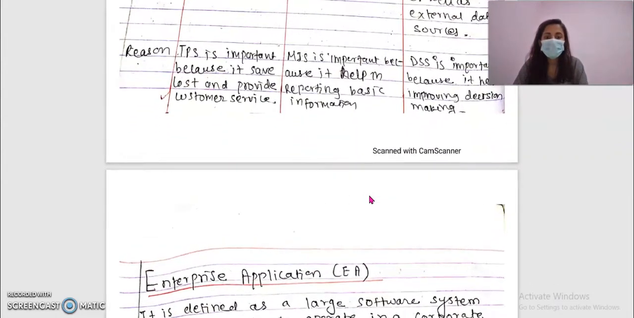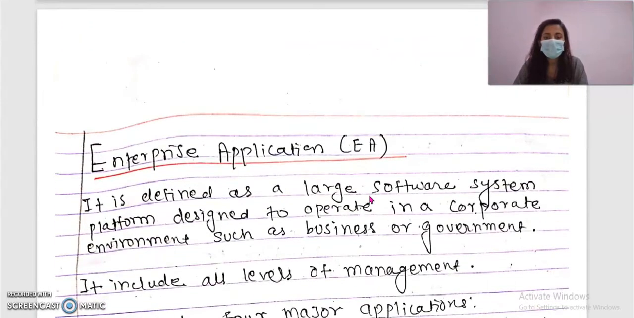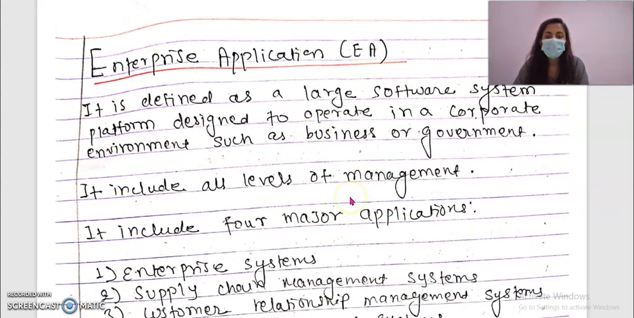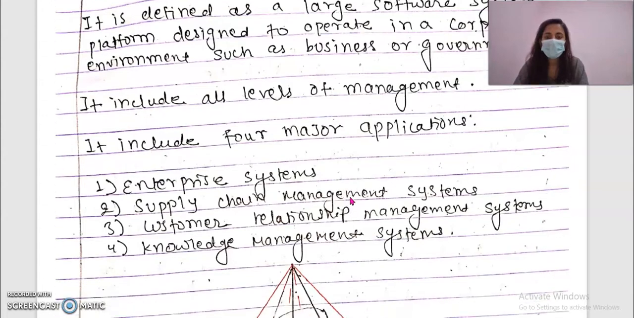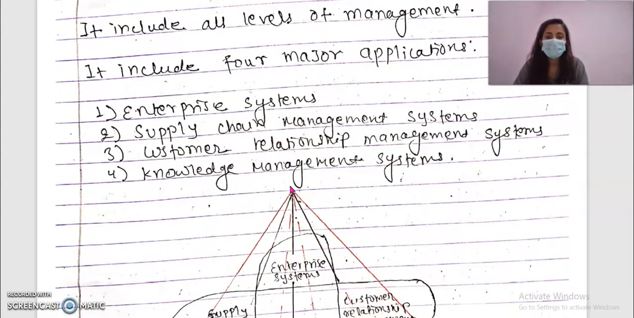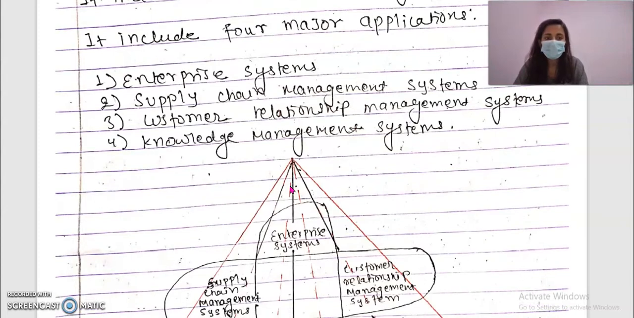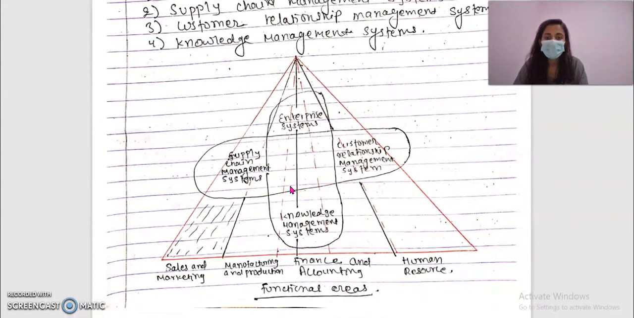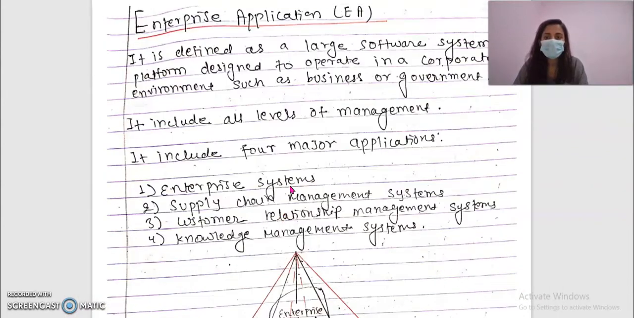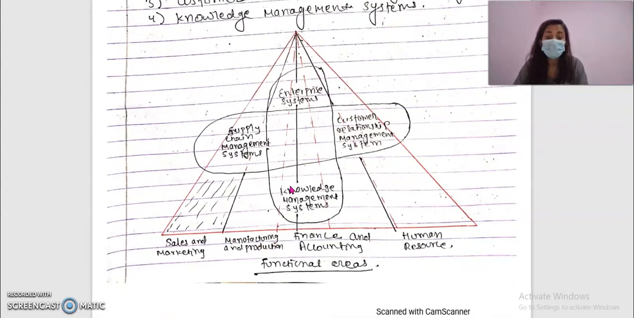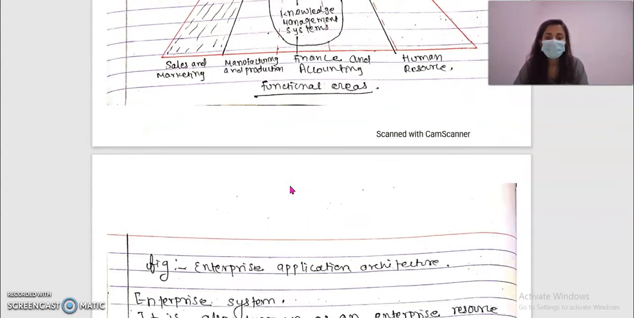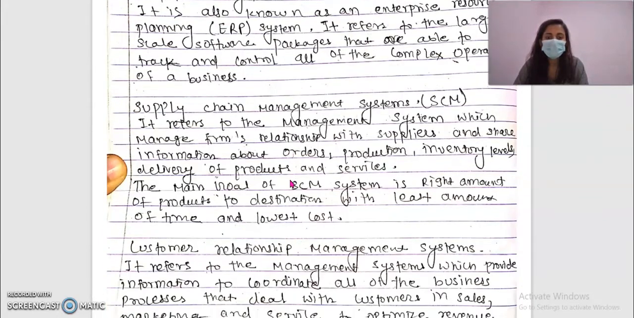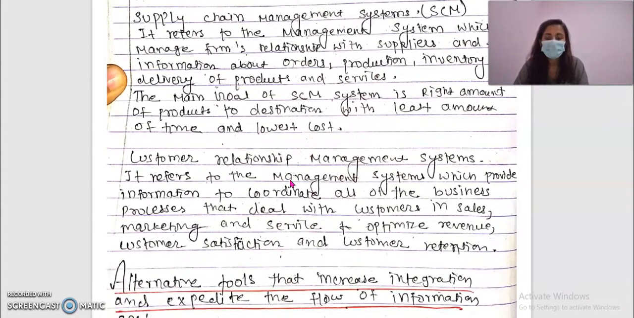Now next topic is enterprise application. See this definition. There are four main applications of enterprise application. They are enterprise system, supply chain management system, customer relationship management system, and knowledge management system. This is the functional area of enterprise application system. Enterprise system, supply chain management system. These are all the explanation of enterprise application.